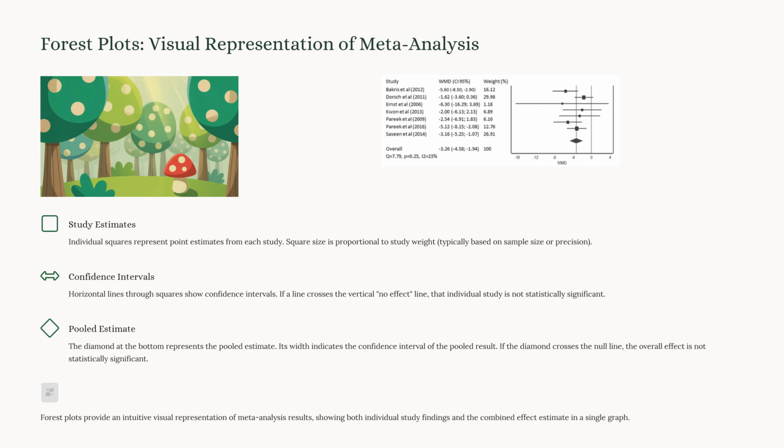Like the third study down has a really long line and a tiny square, which means that it's highly variable. The variance in the estimate was really poor, probably a small sample size. And all those individual squares are put together to give you the pooled estimate or the meta-analytic result, which is that giant triangle at the bottom.